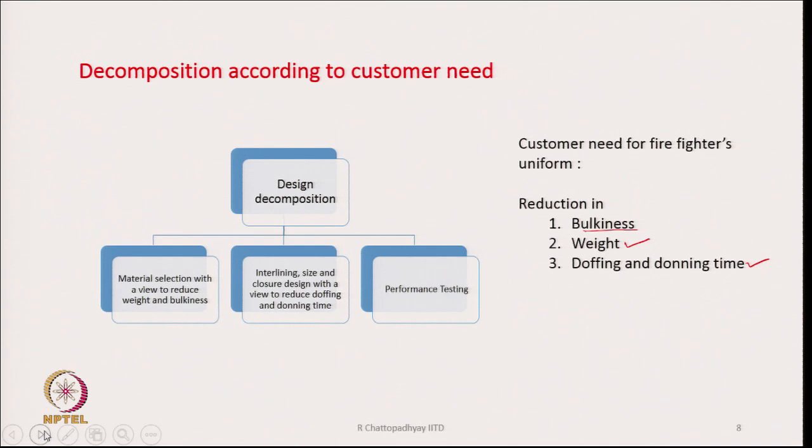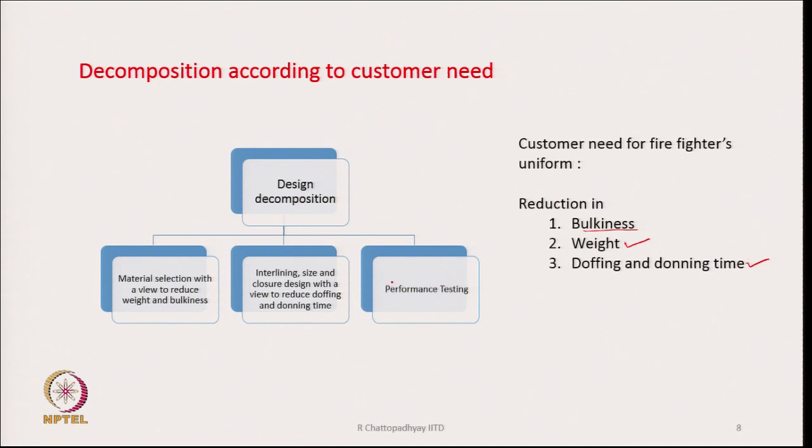The other is interlining, size and closure designs with a view to reduce doffing and donning time. Doffing and donning time could be affected by the interlining which is being used. Interlining should be such that there is little friction, so that one can put it on very fast and remove it very fast. Size also will matter. If it is too tight, it will be difficult to put on the uniform, because pushing the limbs through the uniform will take more time.